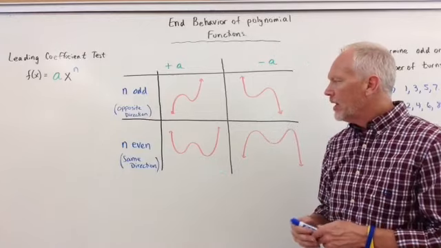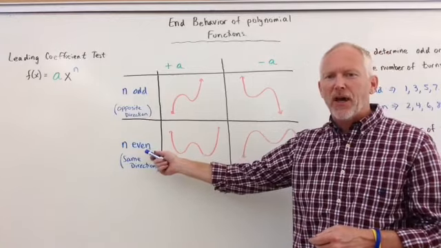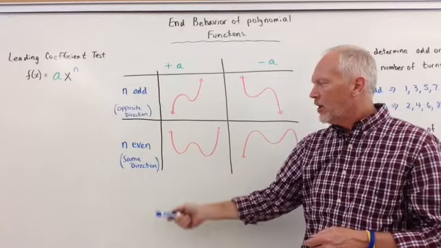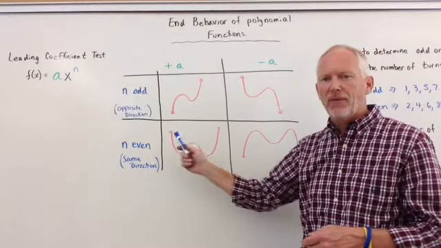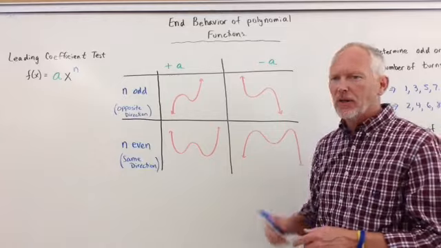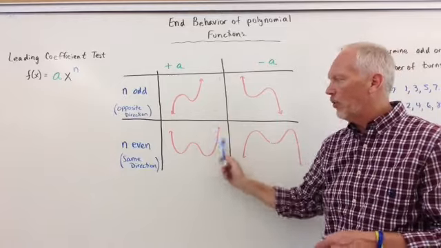Now, if n is even, if the exponential power is even, we will see that the ends will behave the same. They'll go in the same direction. If a is positive, they will both point up.